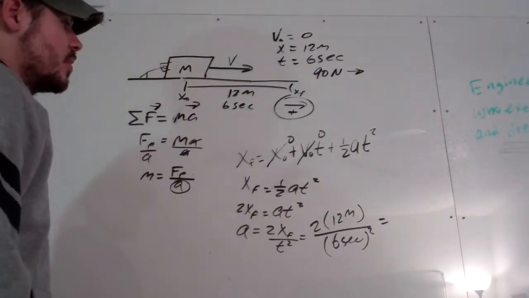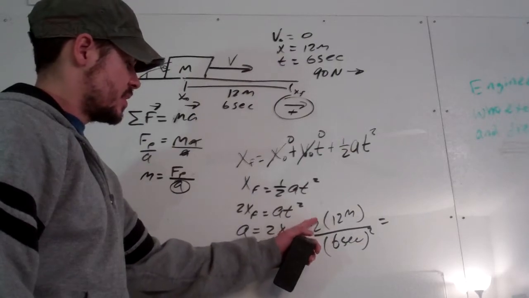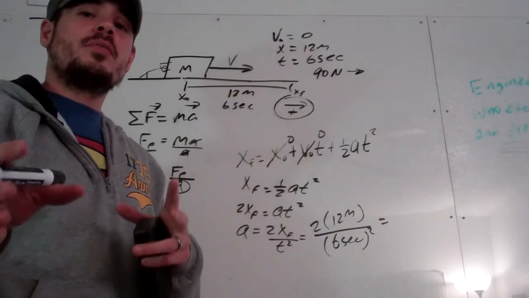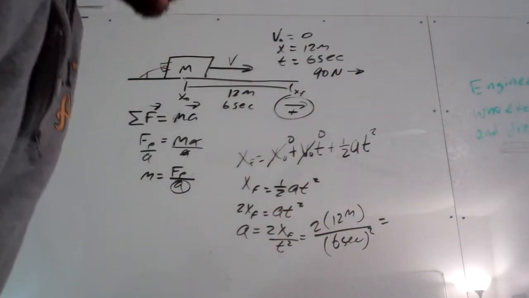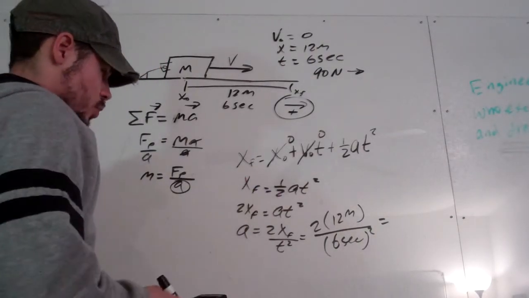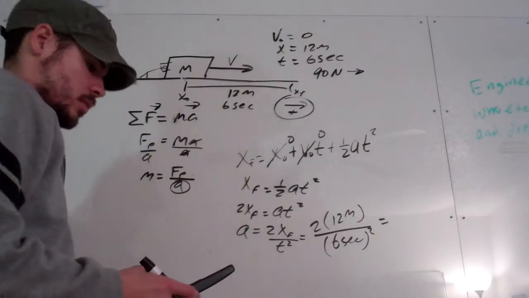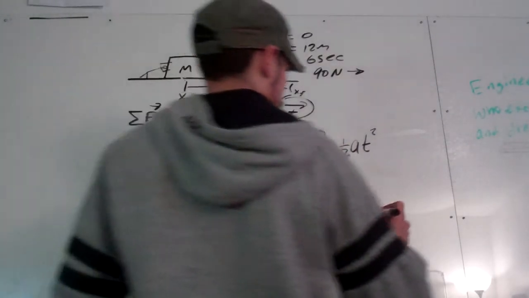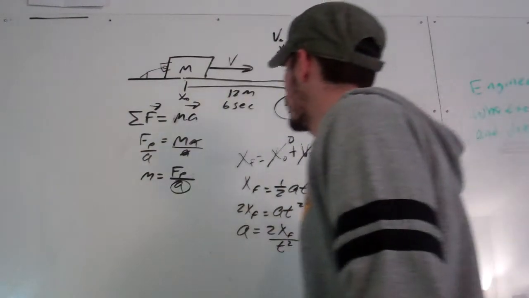And as far as the units go, this actually makes sense, because the units of acceleration are meters per second squared, and that's exactly what it's going to come out to right here. So let's use my little calculator. This isn't actually too hard. 24 divided by 36, which is 0.67 meters per second squared. Okay, good.